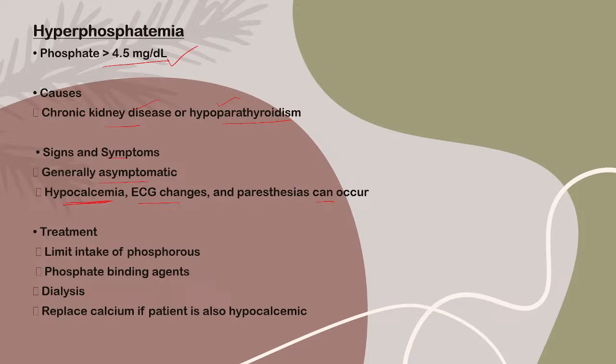One second. So if we talk about treatment, we will limit the intake of phosphorus. All right. And we will give phosphate binding agents, so that it can bind and be excreted out of the body. Then in severe cases, dialysis would be required, and we replace calcium if the patient is also hypocalcemic. Usually when phosphorus is high, the patient will have hypocalcemia, so we need to replace calcium accordingly. All right.